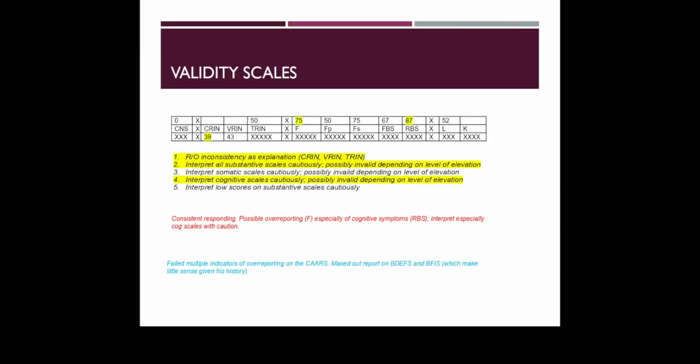What we had was, in fact, that this individual failed multiple indicators of overreporting on an additional measure. So we saw other evidence of over-reporting, and they maxed out their report on a couple of other self-report scales, the Barkley Deficits in Executive Function Scale and the Barkley Functional Impairment Scale.